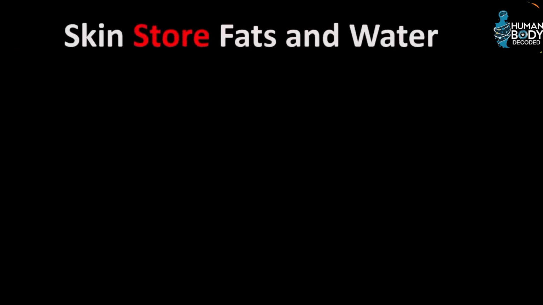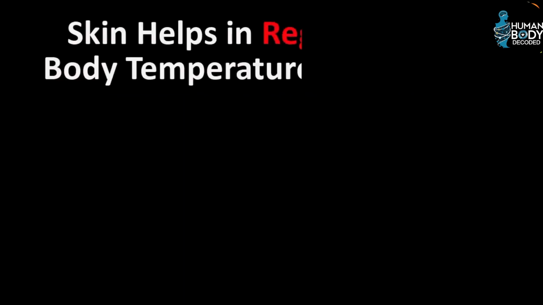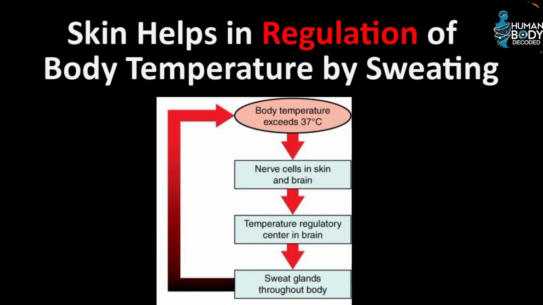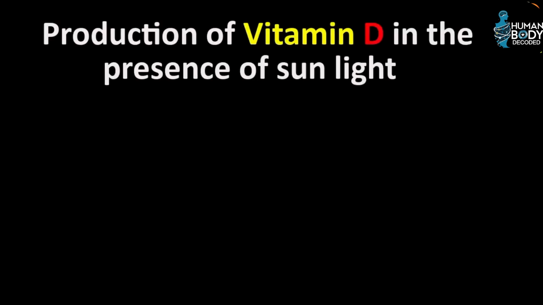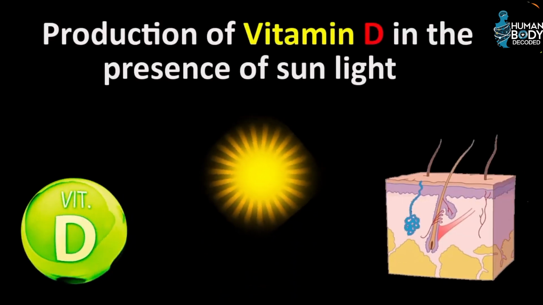Number 3, storage. The skin stores fats and water. Number 4, temperature regulation. The skin regulates body temperature by producing sweat. By releasing sweat, the skin helps maintain our body temperature. Number 5, vitamin D production. The skin produces vitamin D in the presence of sunlight. As soon as sunlight falls on the dermis layer of the skin, vitamin D production begins.